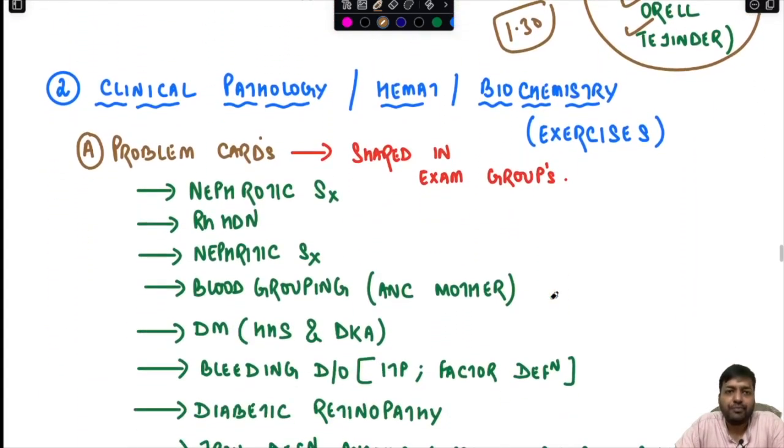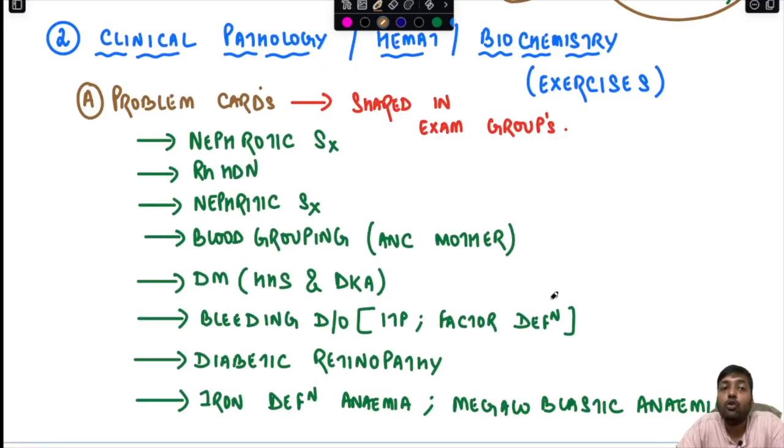Now we come to the second important part of the practical, that is the clinical pathology, hematology, biochemistry. What is very important over here, which I would like to discuss with you, is the topic of problem cards. So please do not panic over here. It is very, very easy. Remember, I have already shared all the problem cards along with the answers. The solved problem cards have been shared in our exam group. And in the coming days, I will also share 19 to 20 more problem cards. The new problem cards that I have prepared will also be shared with you.